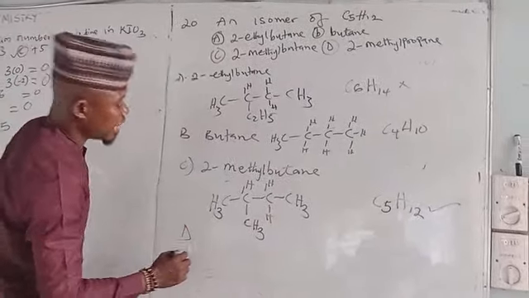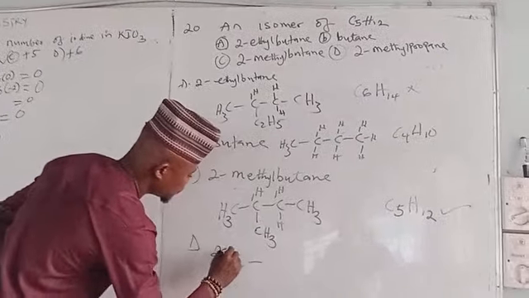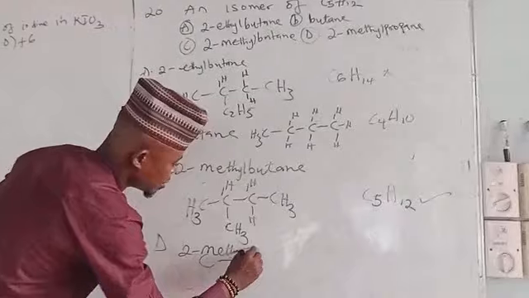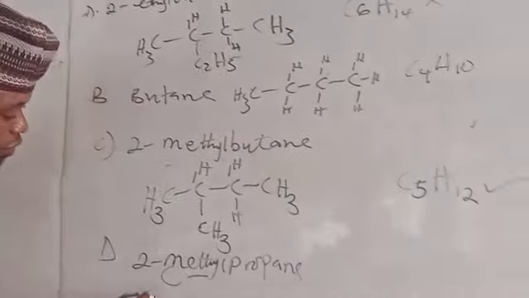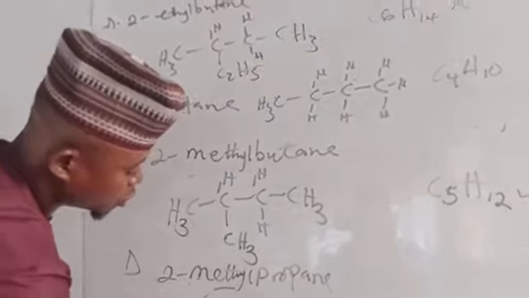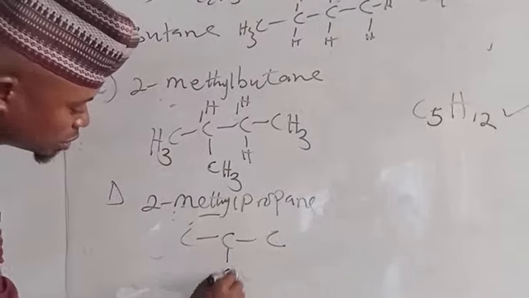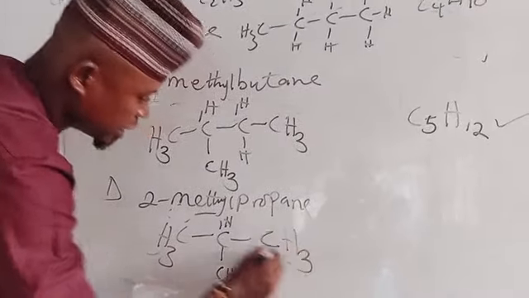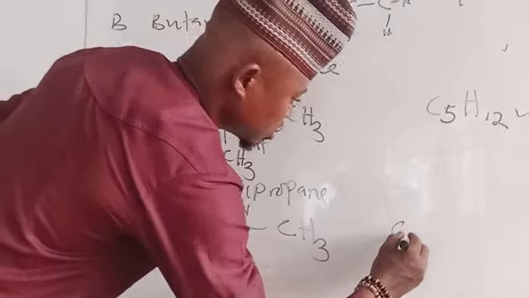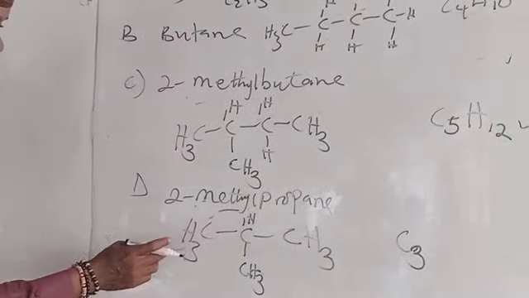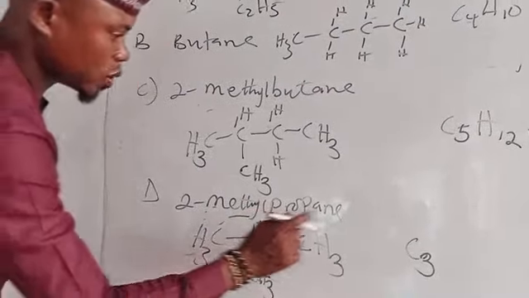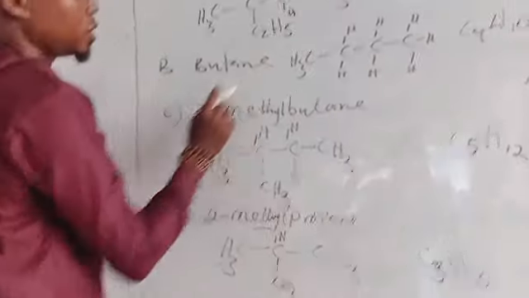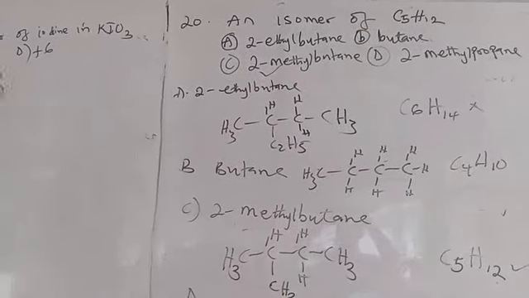But let's calculate the last one. D. 2-methylpropane. Propane is 1, 2, 3, 3 carbons. The methyl is on carbon 2. So we'll saturate the remaining ones with hydrogen. Carbon atoms 1, 2, 3, 4. This is going to be C4. Hydrogen atoms, 3 plus 3 plus 3, 9 plus 1, 10. H10. It's not the same as this. So the correct answer is C5H12, and that is option C. 2-methylbutane is the isomer of C5H12 in the question.